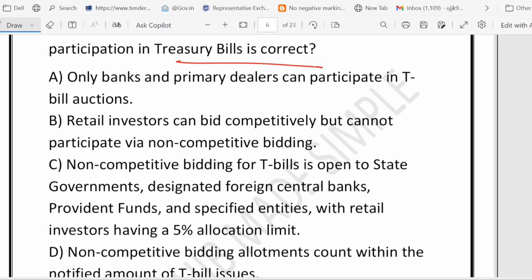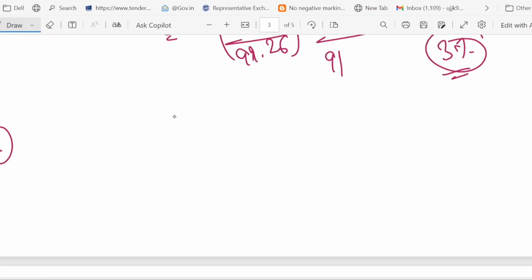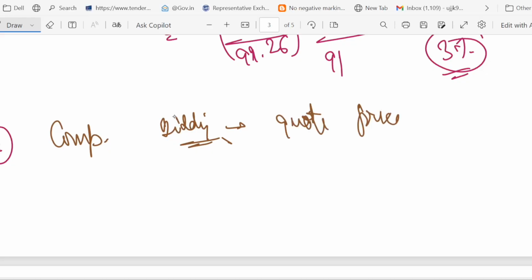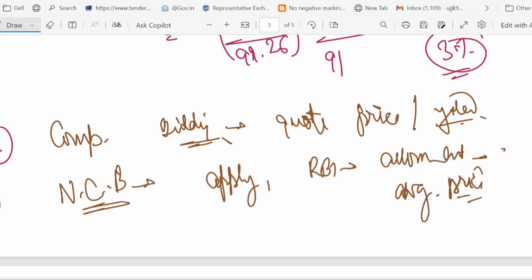So friends, there are two ways to participate in treasury bill auction. What are the two ways? The first way is competitive bidding. Here, the participant quotes their price or their yield. And the second kind is non-competitive bidding. Here, the participant just applies and RBI gives them allotment at the average price, which is decided in the auction. So that is what is happening in the NCB. That is called non-competitive bidding.